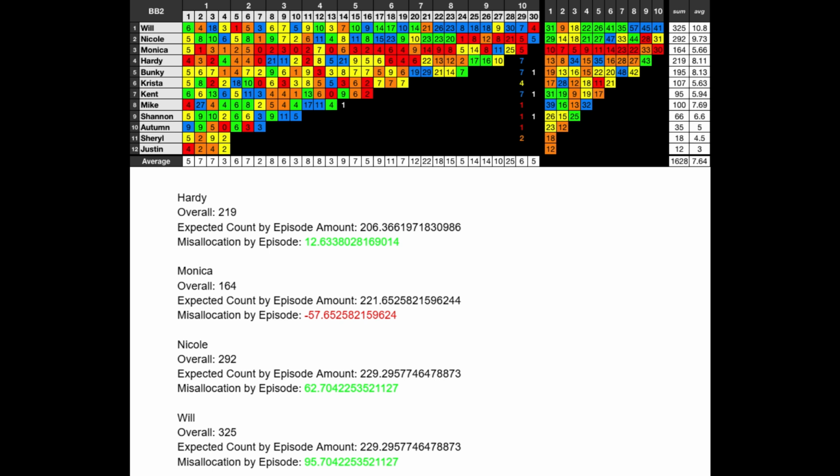Will overall has a 325 diary room count, and the expected count by episode amount for him is 229. This means that his misallocation by episode is 95.7 confessionals, meaning that he has almost 100 confessionals more than he would have had if the season and the diary rooms had been distributed evenly.